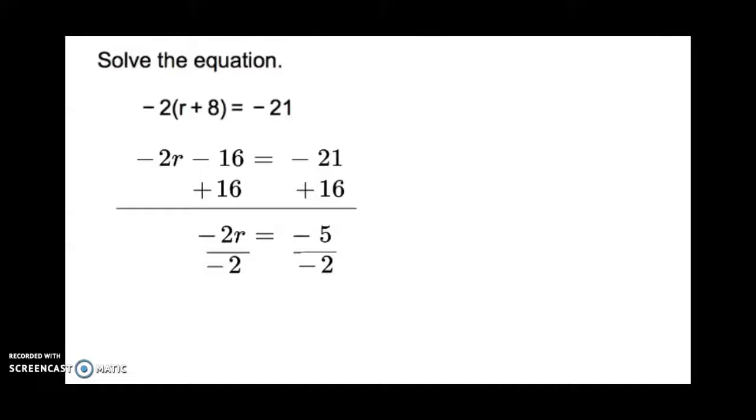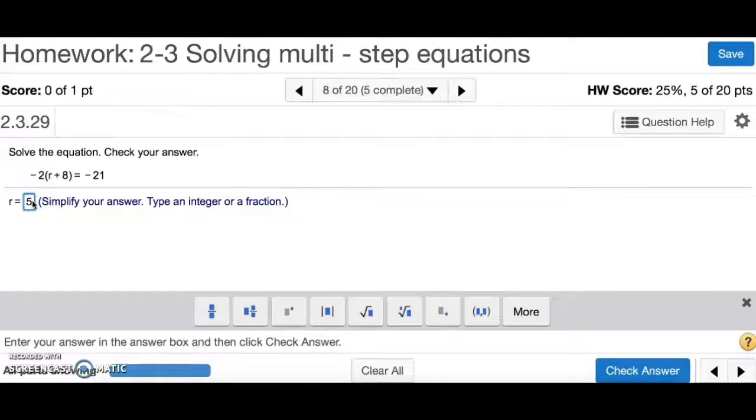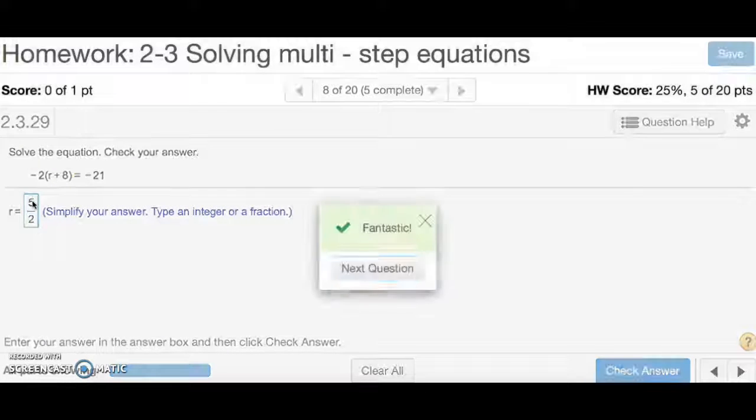Divide both sides by negative 2, and I'll have r equals positive 5 over 2. A negative divided by a negative is going to be positive. So positive 5 over 2 will be the answer, so let's type it in. So typing in 5 over 2, and that is the answer for number 8.